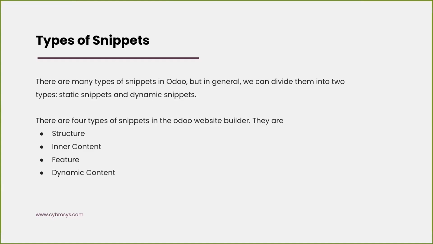Like if you want to put a piece of text, we can create a text snippet and put it inside a structure or a feature snippet. A feature snippet is a complete snippet, a pre-built, ready snippet. A dynamic snippet is also a feature snippet, but the content in the dynamic snippet, like the name, will be dynamic because the data will be coming from the backend or from any other API. So the data in a dynamic snippet can be changed without changing it manually.